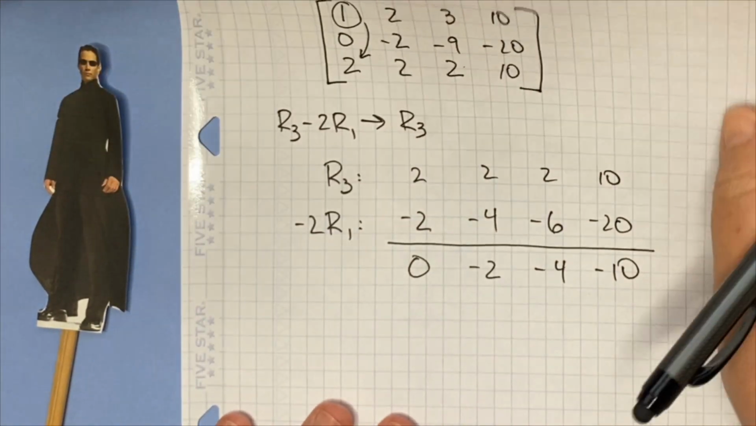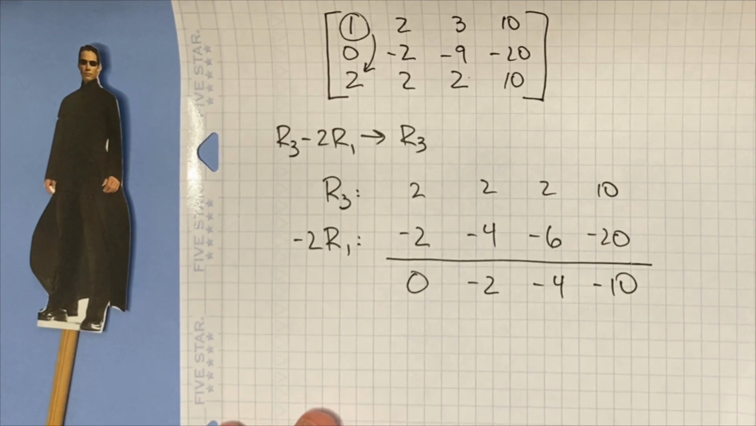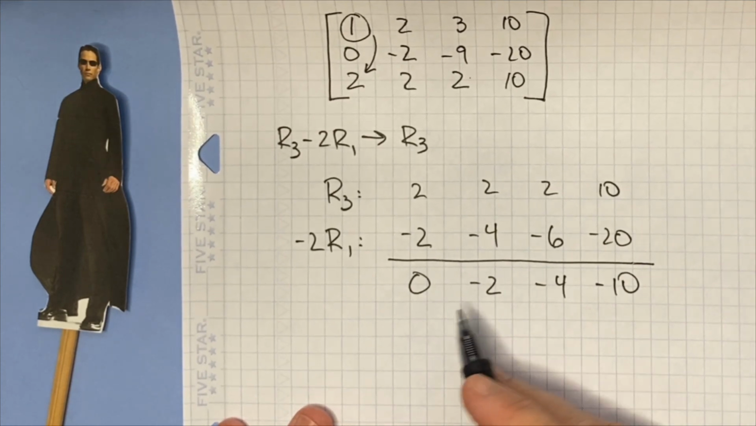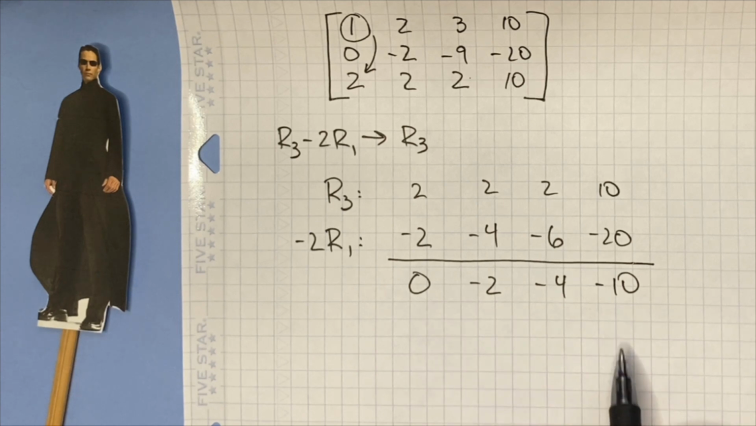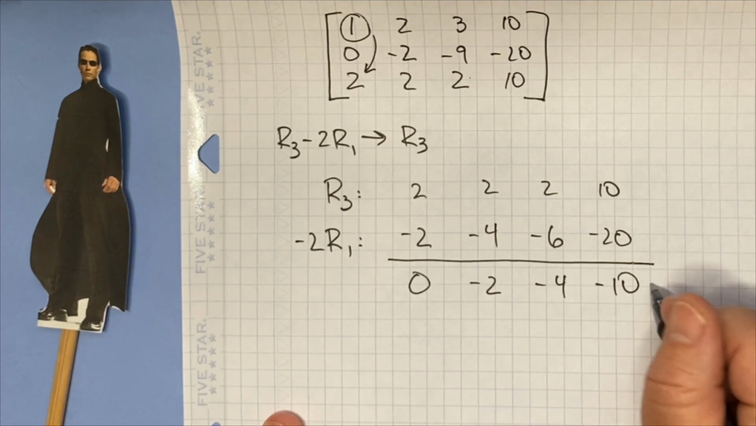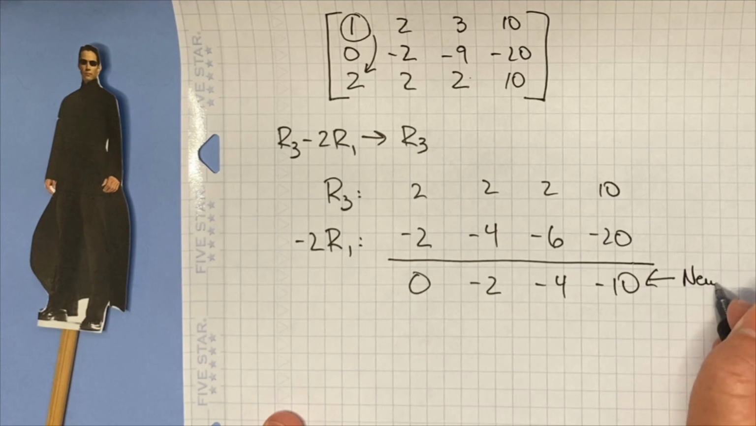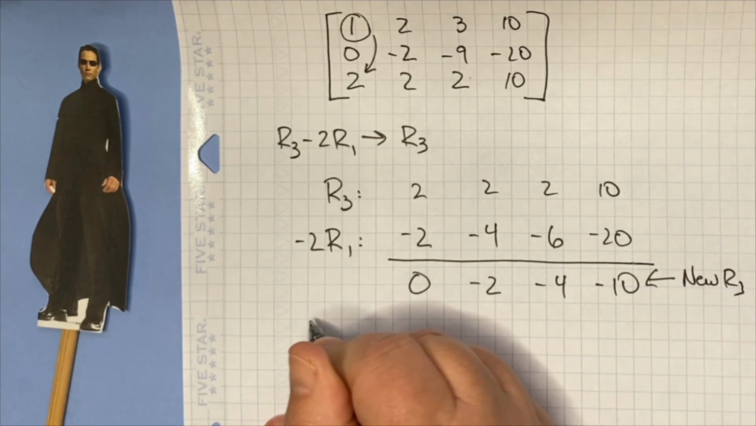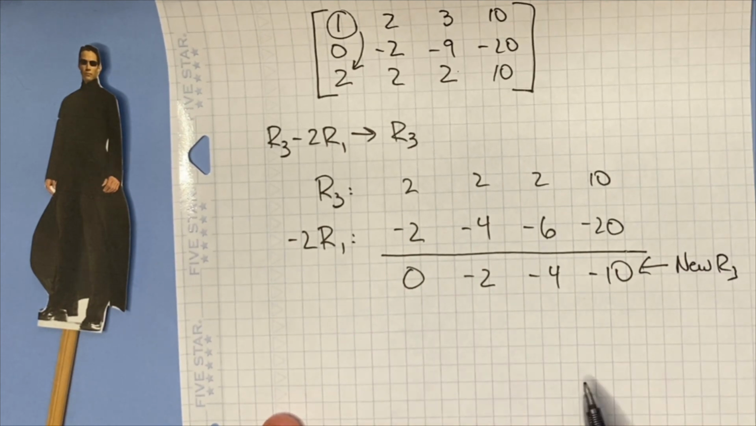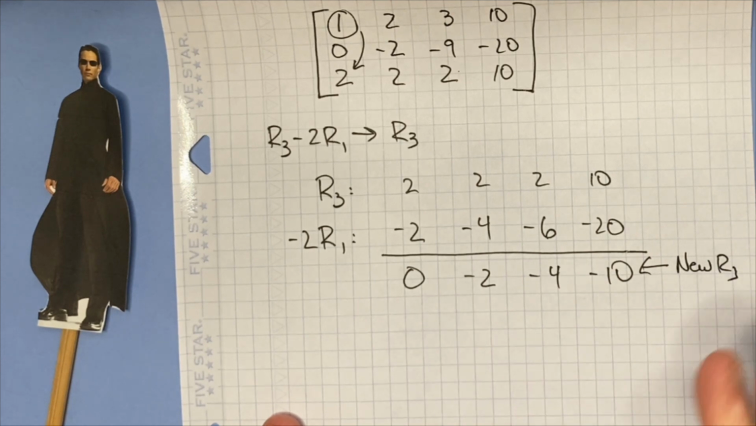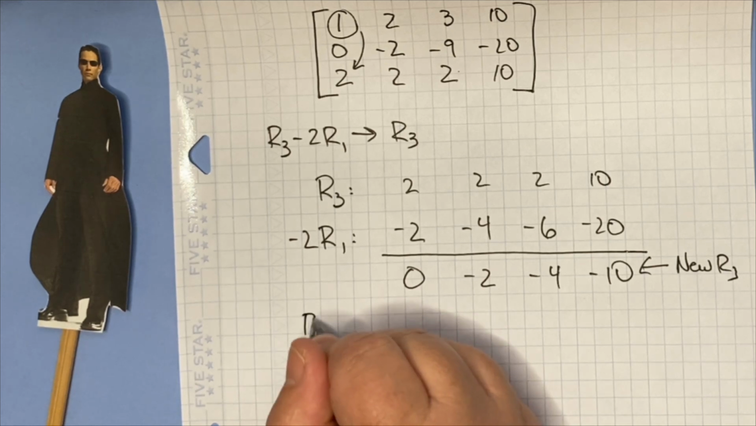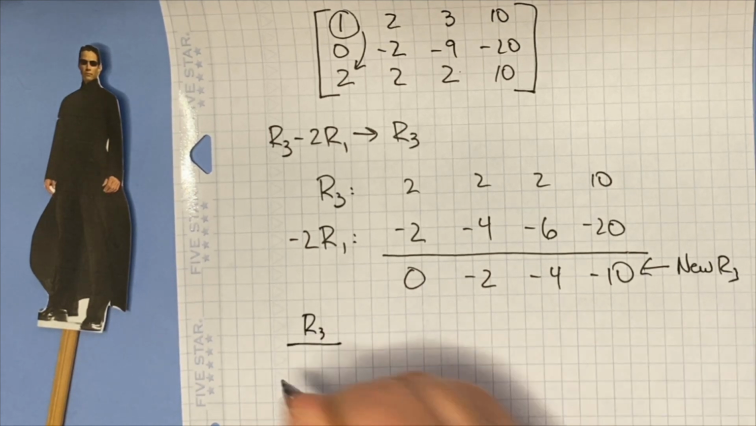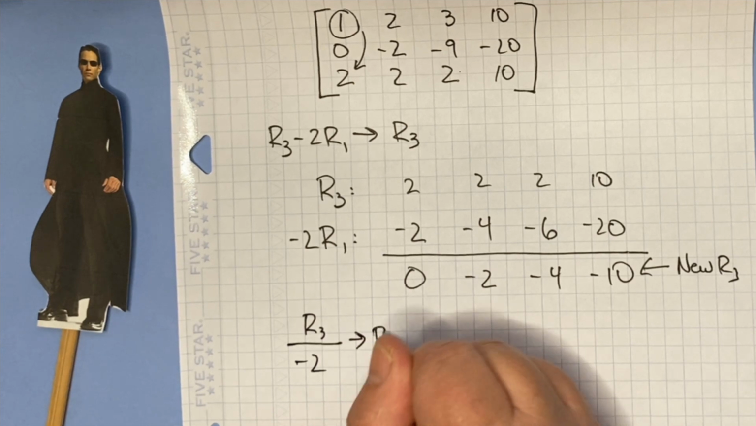And I'm going to say, I don't want to be stuck with this. I don't like this. This is just annoying me. And so this is my new row 3. So before I write up my new matrix, this is bugging me. Plus, they're all divisible by 2, so I'm going to go ahead and take row 3, divide by negative 2, and put that in row 3.